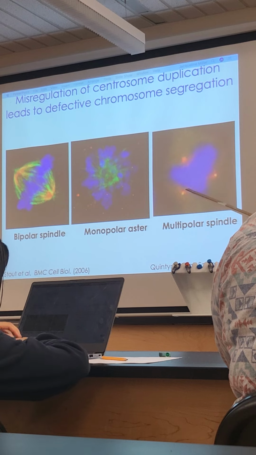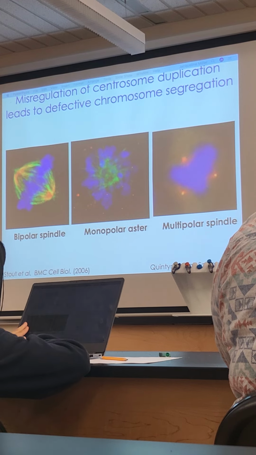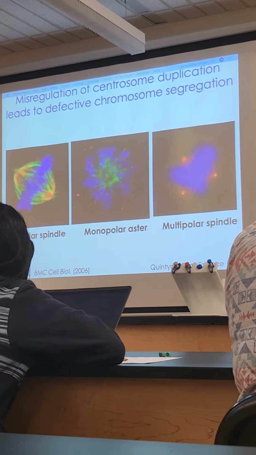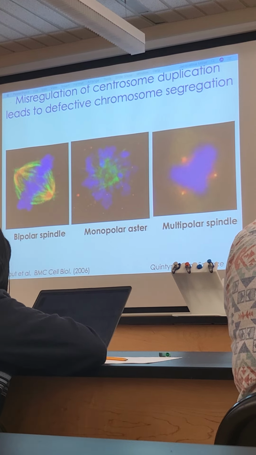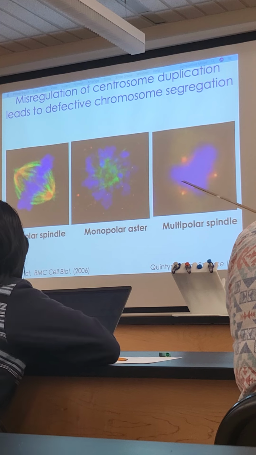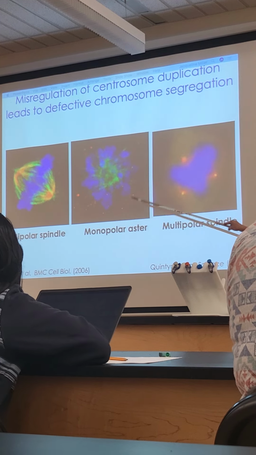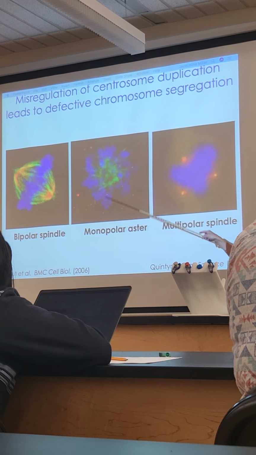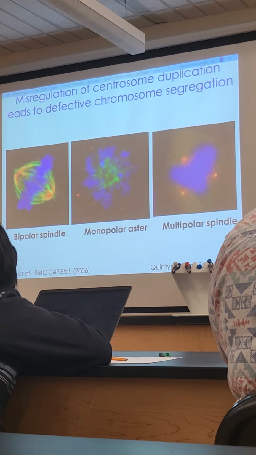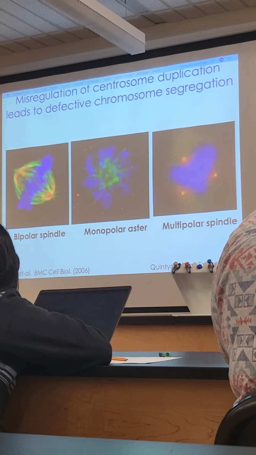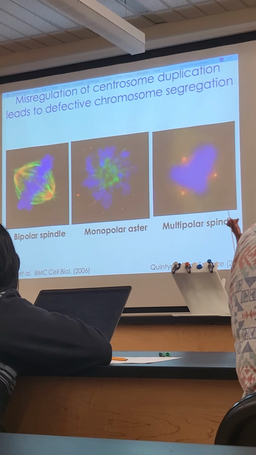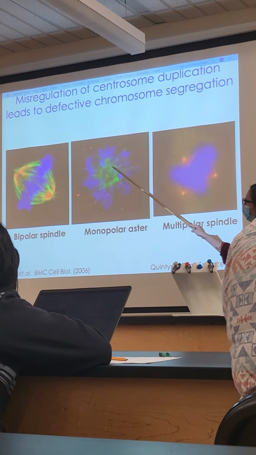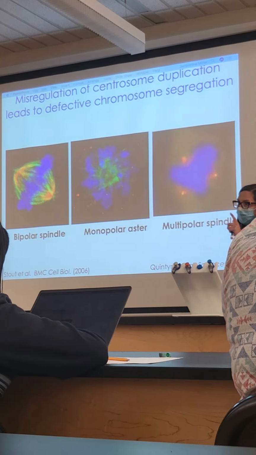In this case, it's showing 3. You can imagine that the DNA is going to get fragmented, or you would end up with aneuploid cells that have the wrong number of chromosomes because you pulled them in too many directions. The same would be true, well, not the same, but you can imagine there would also be a problem if you only had one centrosome and you didn't duplicate it, because now when you get to mitosis, you only have one. And how do you pull the chromosomes to opposite sides of just one centrosome?